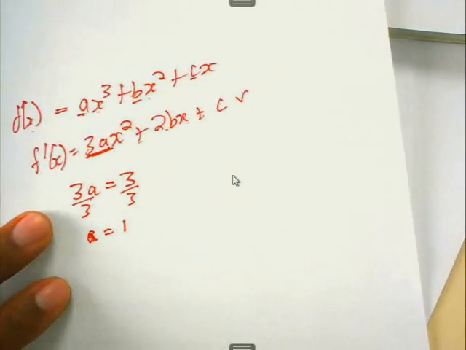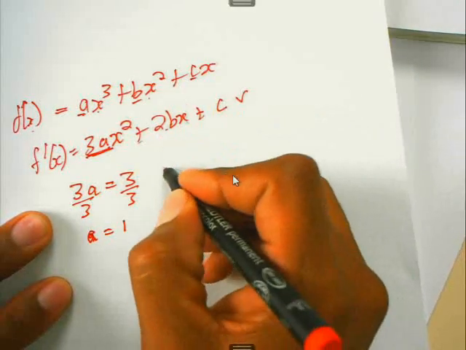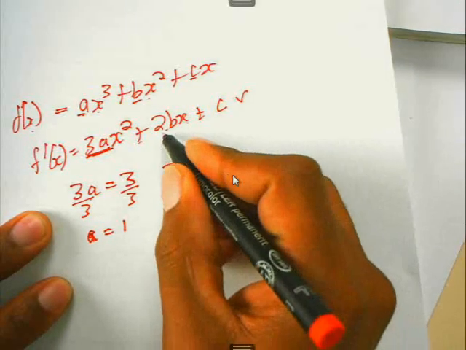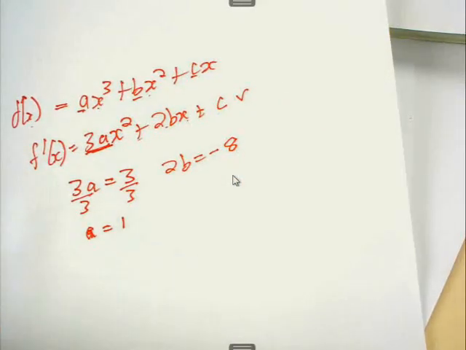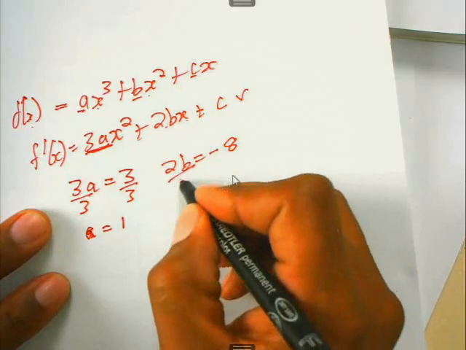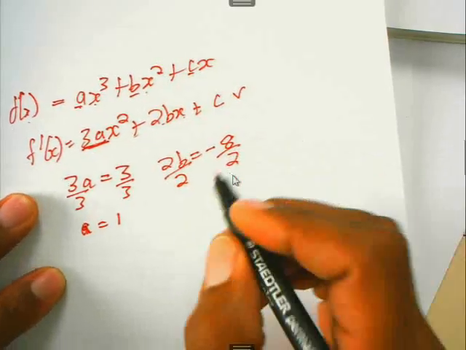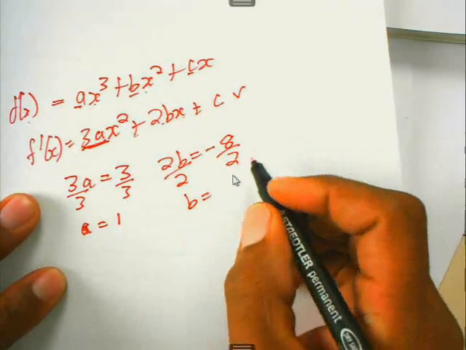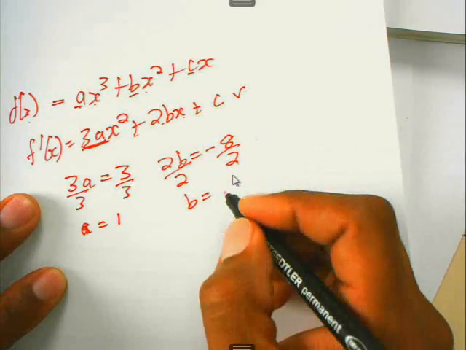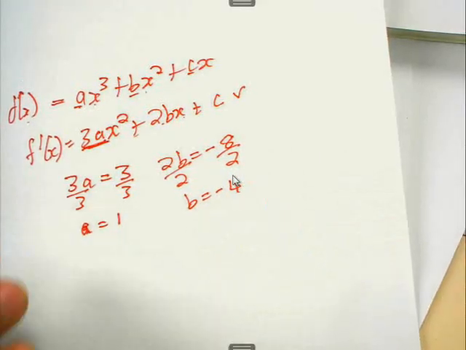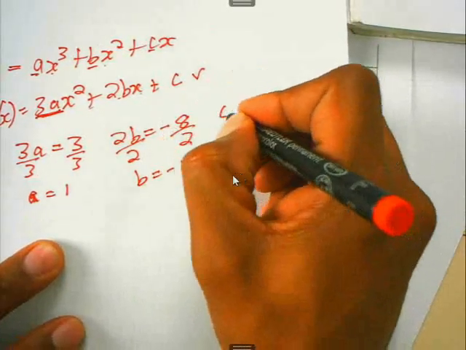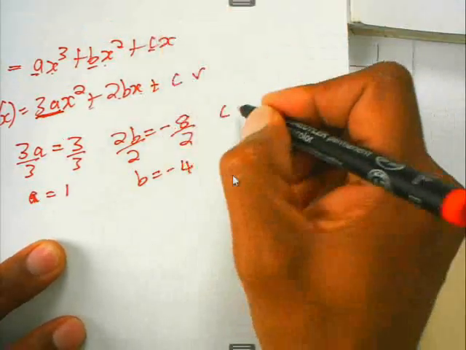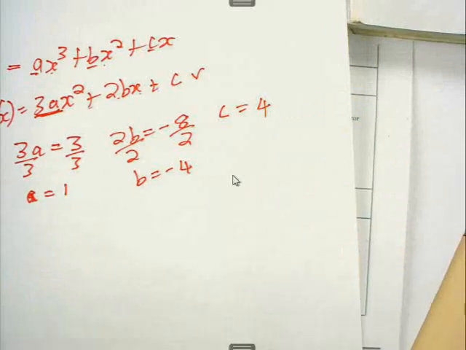Good. And now you go to the second one. 2b is equal to what? 2b is equal to negative 8. Then from here, you divide by 2. And therefore, now b is equal to what? Negative 8 divided by 2, that will be a negative 4. Is that correct? Yes. Of course, the last one then will be c. Now, c here is equal to a positive 4.